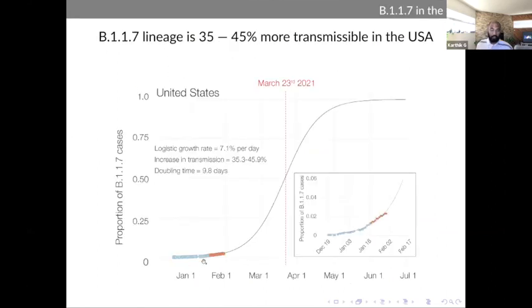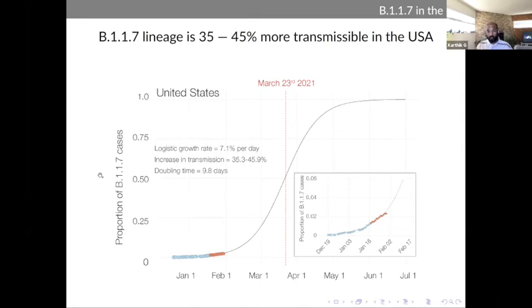So we looked at the testing data from Helix and we fit a logistic growth curve to predict the proportion of B117 cases over time. We see that the lineage is 35 to 45% more transmissible compared to previously circulating lineages in the US, and the cases caused by this lineage are doubling every 10 days. We estimate that if the lineage continues to spread at this rate, more than 50% of the new COVID-19 cases would be caused by the B117 lineage in the US sometime around mid to late March.